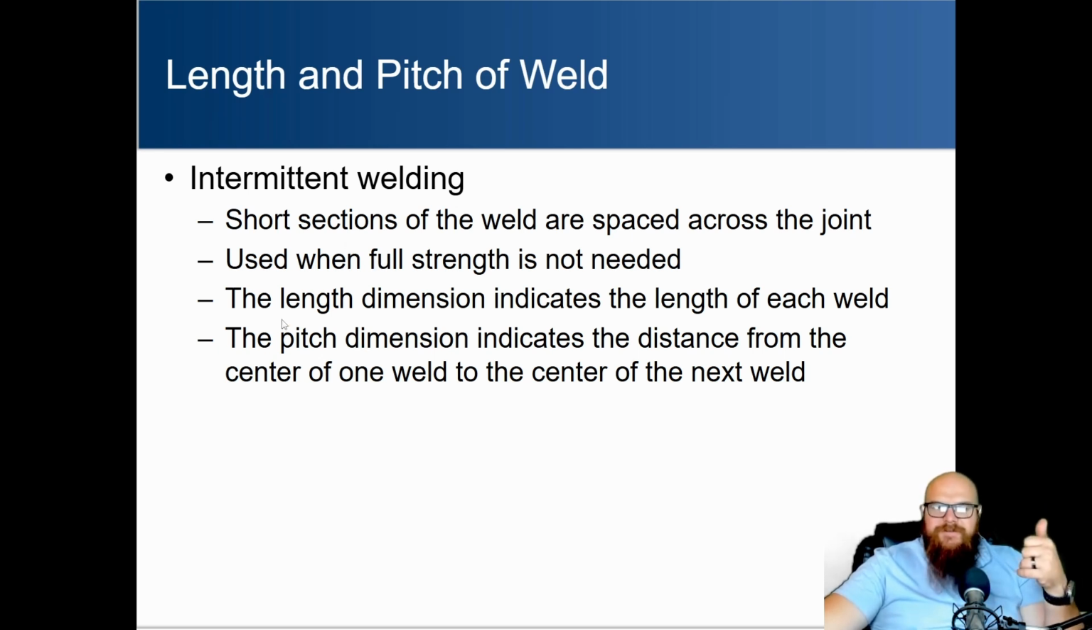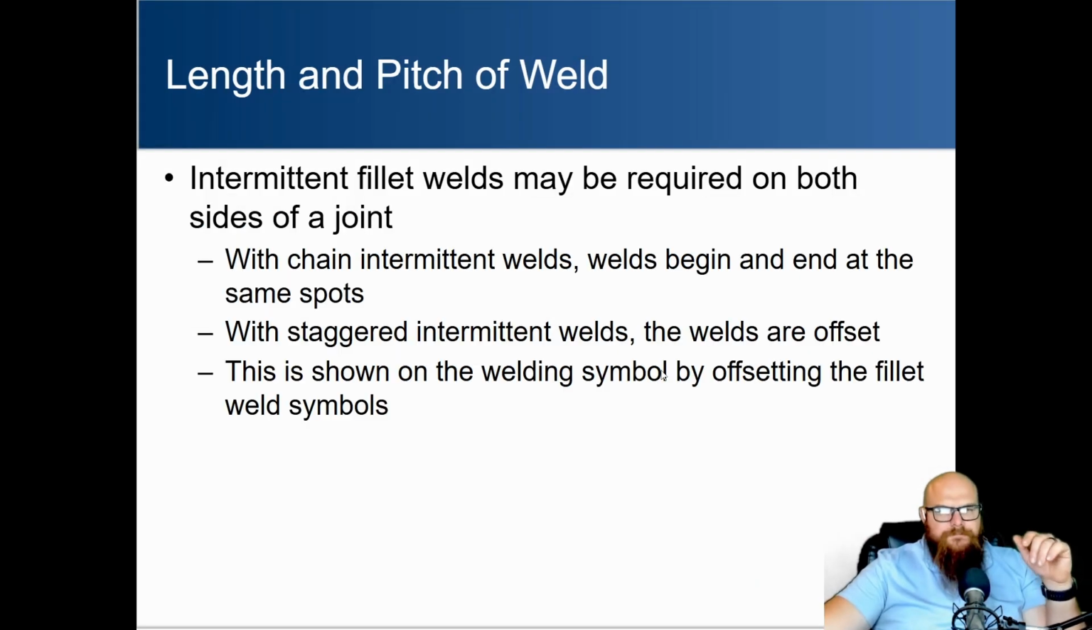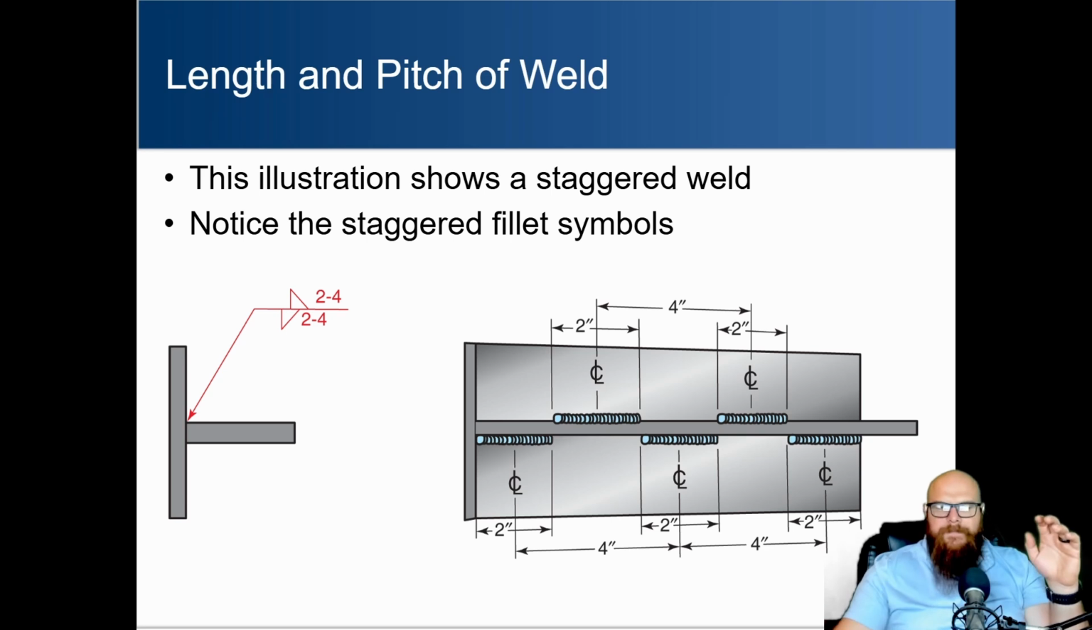The length of the dimensions should be indicated of each weld. The pitch should be indicated, and the distance from center of weld to the center of the next weld. And the next picture is going to show you a good example. Sometimes we might require them on both sides, okay? And so there's different ways that we can do that. Sometimes we might stagger them if we're welding on both sides, so we're not welding in the same exact spot, but we can kind of weld all the way across. So we can do offset welds. We can do all that kind of stuff with it.